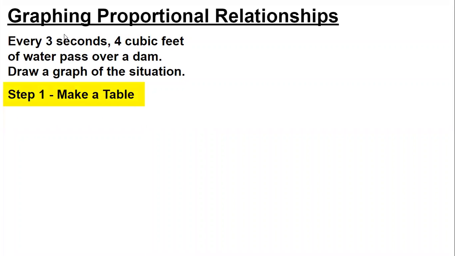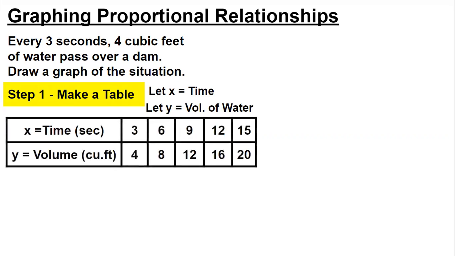So we're going to make a table. So we're going to say, like we did, let x equal the time and let y equal the volume of water. Here's our table. X is equal to time, y is equal to volume of water. On tables, they always put the y value on the bottom, the x value on the top. But don't get that confused with when you find the slope, y goes on top and x goes on the bottom, right?